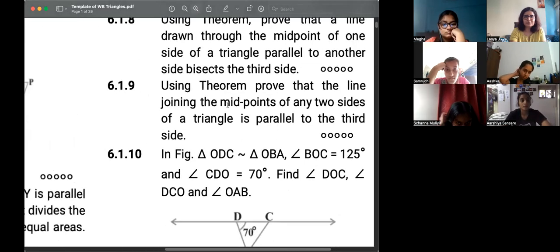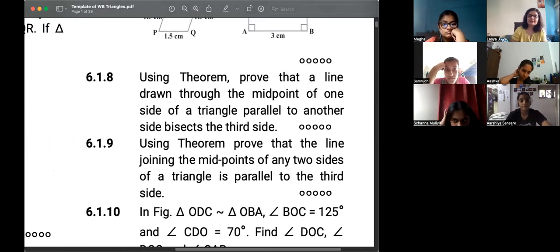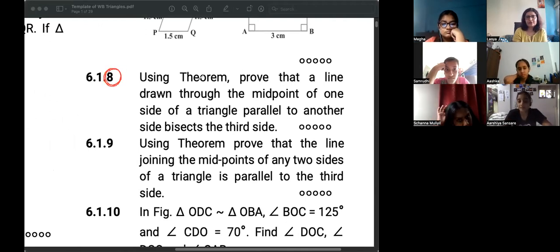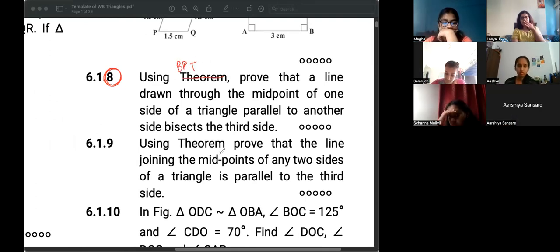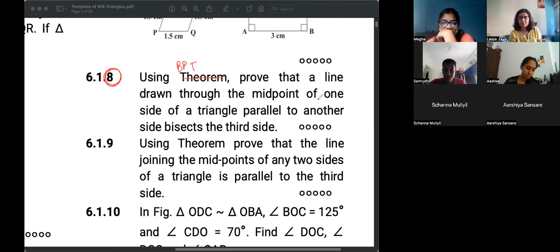Oh, 6.1.8. Do you guys remember this theorem? Midpoint theorem? So using the theorem, here use BPT. Using Thales theorem or basic proportionality theorem, prove that a line drawn through the midpoint of one side of a triangle parallel to another side bisects the third side.